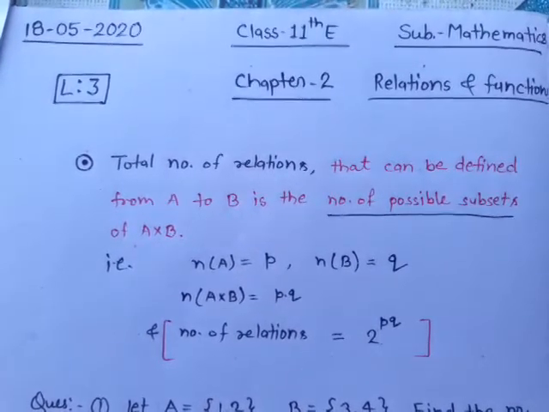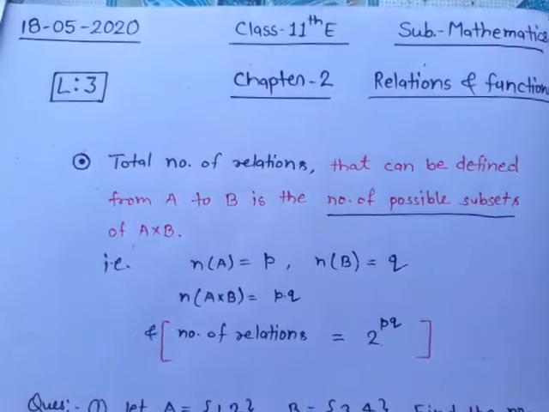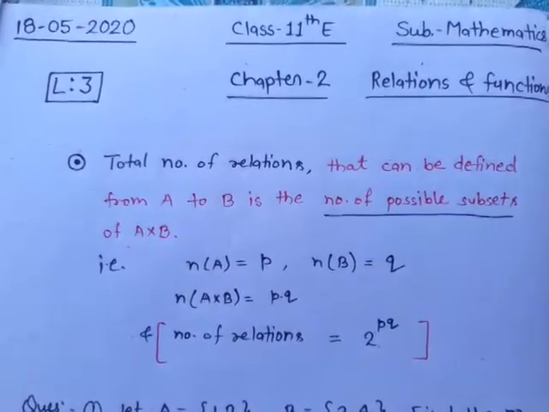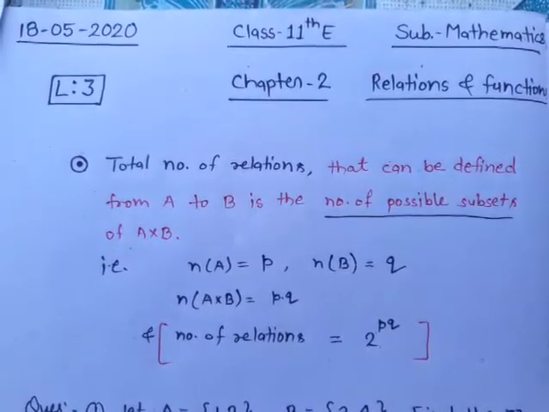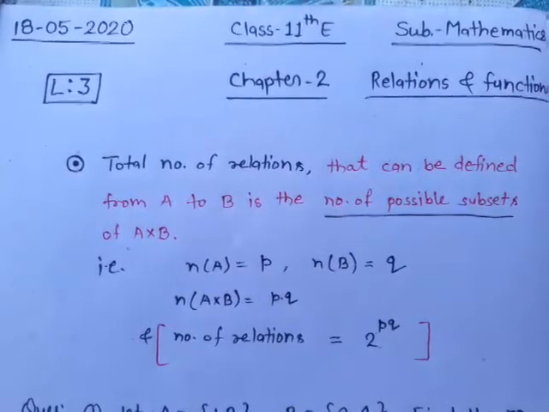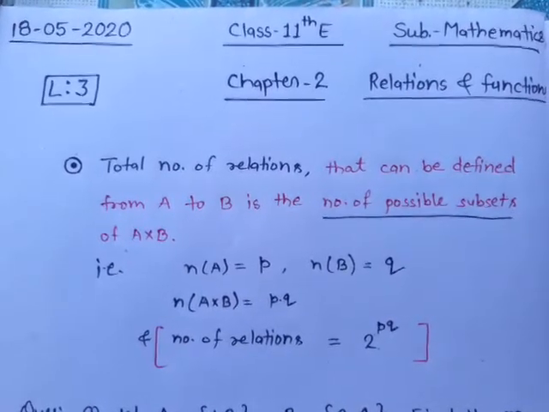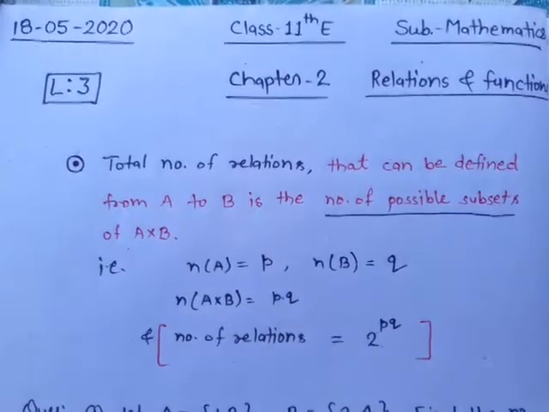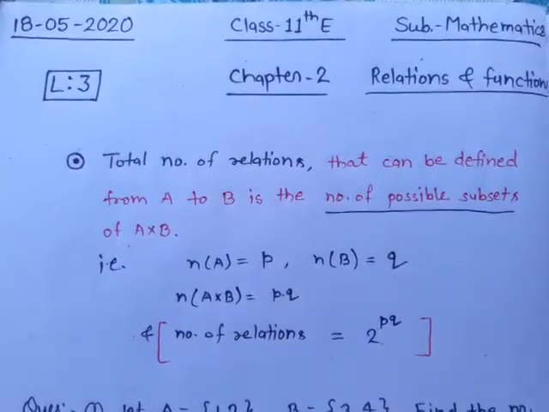Now we start our second chapter, relation and function. This is your third lecture in this chapter. In the previous lecture we discussed some numerical questions related to Cartesian product, and also some terms like relation, domain, codomain, range. Today we recall those terms, like what is a relation.